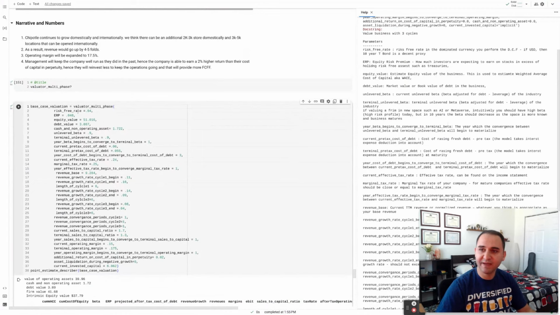The risk-free rate, as we discussed, is in the dominant currency in which you perform the DCF, and it reflects the real GDP growth plus inflation. If you're doing it in United States dollars, the USD, the 10-year T-bond rate is reflected. As of the first week of September, the risk-free rate has been around 4%.